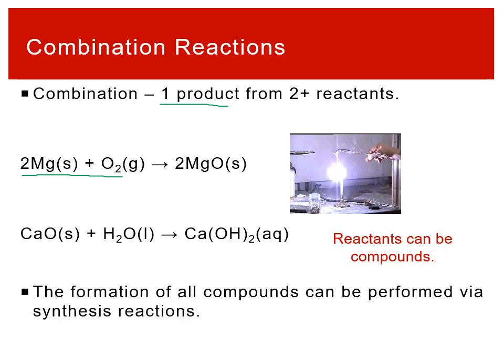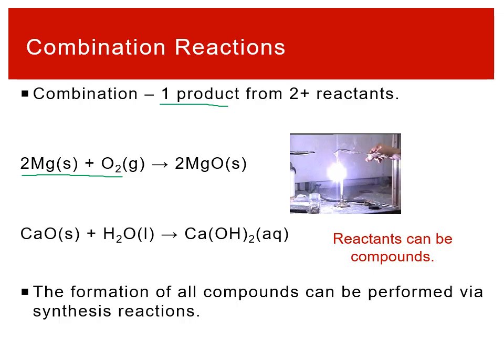to make magnesium oxide. You can also have combination reactions that involve compounds. So calcium oxide plus water gives you calcium hydroxide. Anything like that, as long as you make one product. In combination reactions, you can theoretically make any compound, right? Any compound can be made up from combining smaller substances.